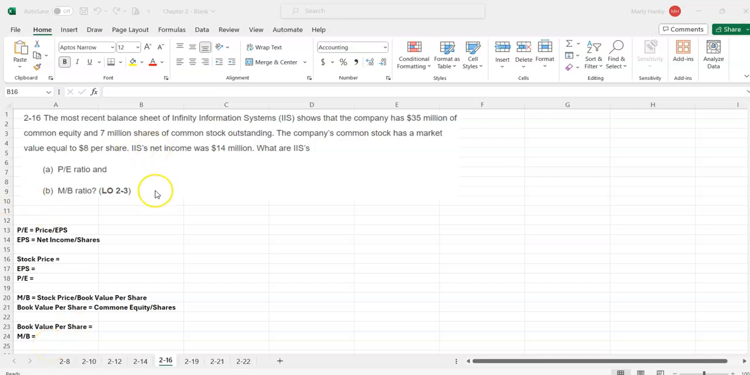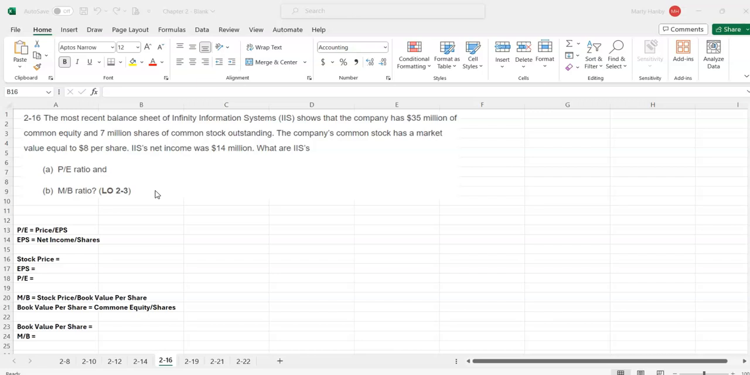Okay, this is problem 16 from chapter 2, CFIN7. We're working in Excel. We're going to calculate the PE ratio and market to book ratio. The PE ratio is a price earnings ratio, so market price per share divided by the earnings per share.